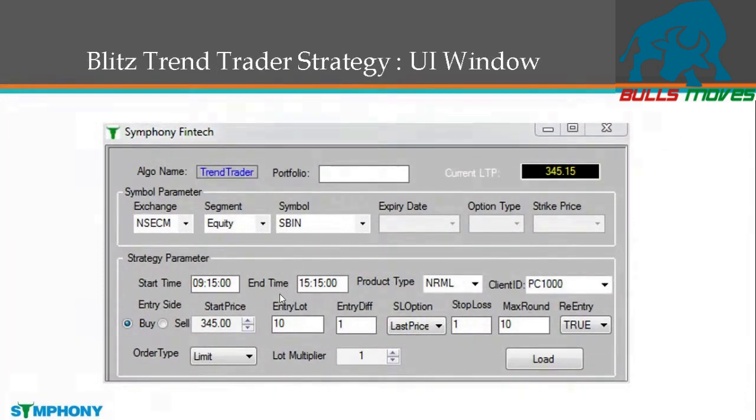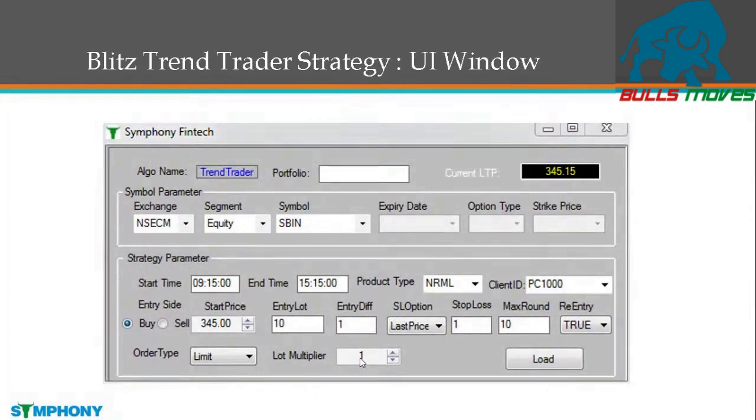And then you can mention the lot multiplier. This is a very unique feature in this strategy. So let's say we have mentioned the lot multiplier 2, for example. So first step will be your 10 quantities, whatever you have mentioned, and second step will be 10 into 2, it means 20 quantities. So from the second step onward, system will execute 20 quantities.